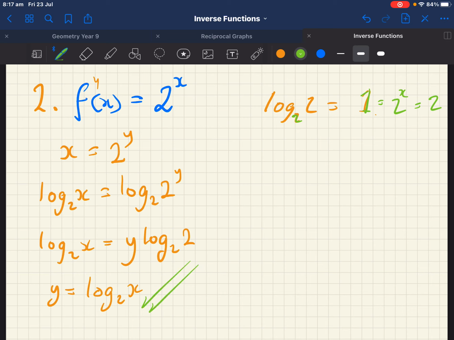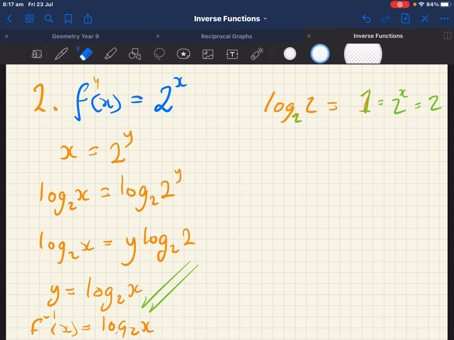So we replaced the x and y, we rearranged to get y by itself. And I should probably rewrite it now, because the question didn't originally have y, right? We created that. So I should probably rewrite it using inverse notation. f to the minus 1 of x is equal to log 2 of x, right? So the inverse of 2 to the x is log 2 of x.